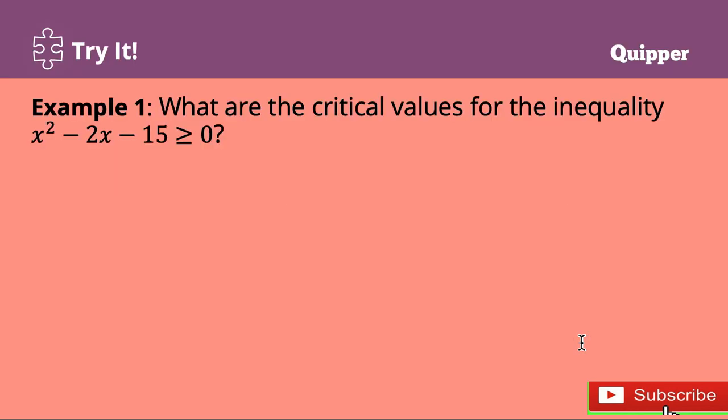Now let's try some examples. Number 1: what are the critical values for the inequality x squared minus 2x minus 15 is greater than or equal to 0? Take note, we are just to find the critical values for this inequality.